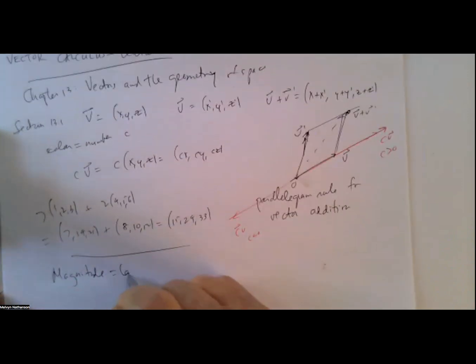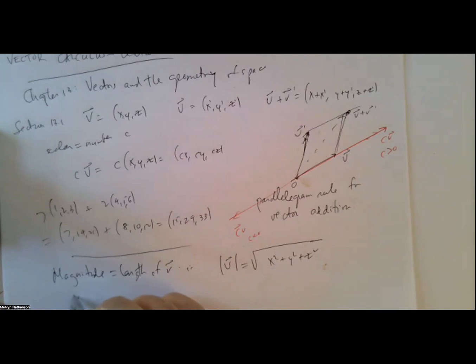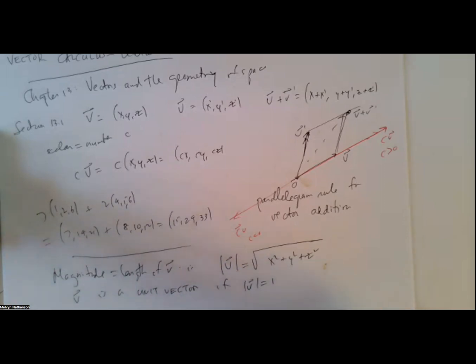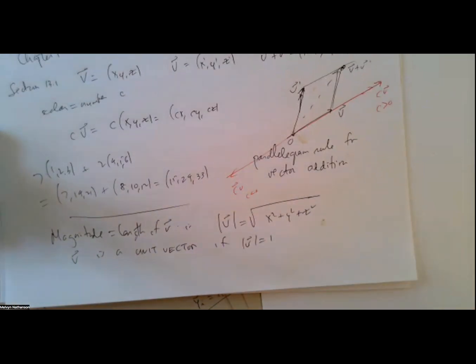And the magnitude, which is the same as the length of the vector v, you write v with absolute value signs around it, and it's really just the Pythagorean theorem. It's the square root of the sum of the squares of the coordinates. And v is called a unit vector if the length of v is 1.